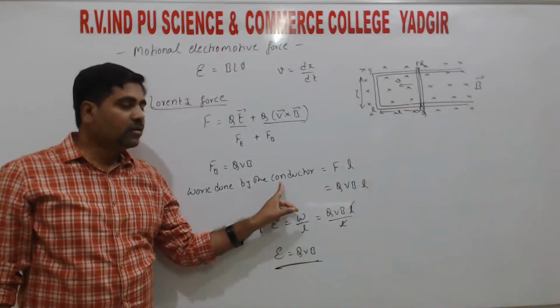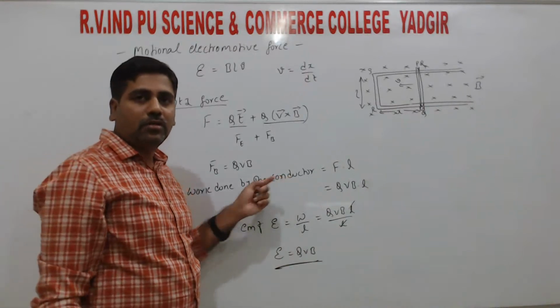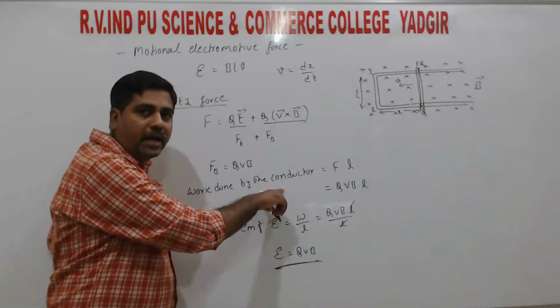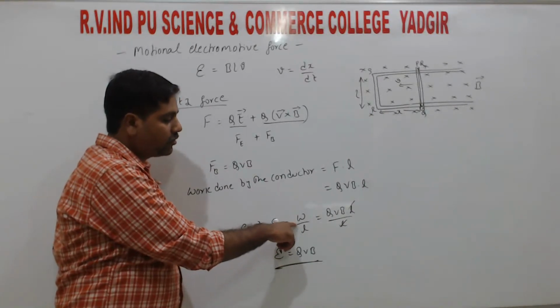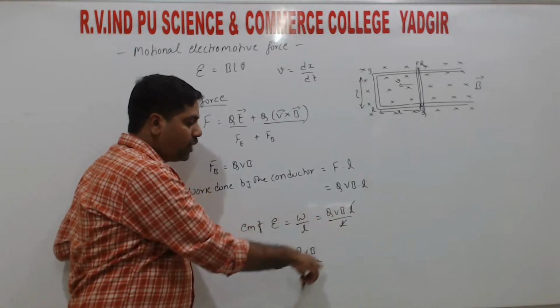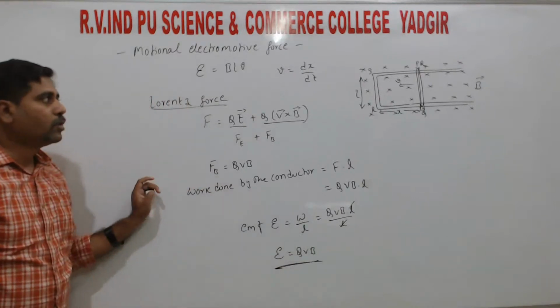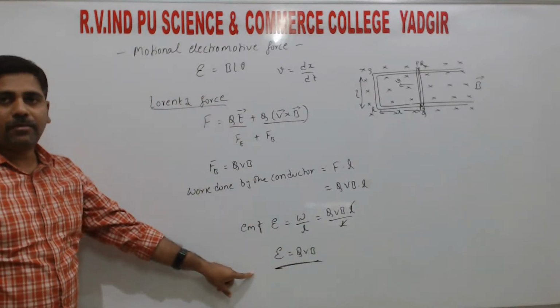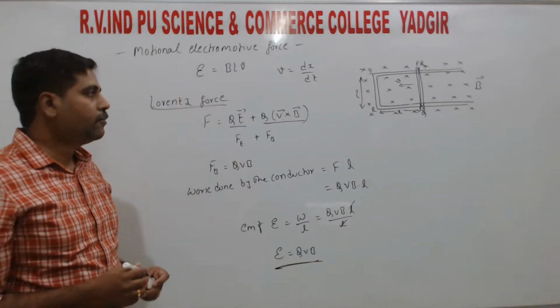This work done is stored as the potential. We call this potential. The relation between E and V is E equals W by L. Directly we can write that as W by L, right? So QVB into L by L gets cancelled. So E equals BLV. The two relations come out the same, only the method is different, right?